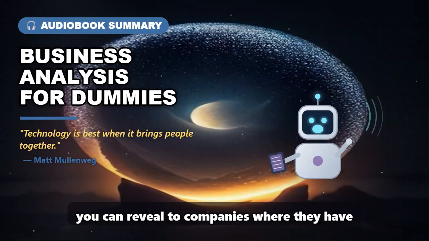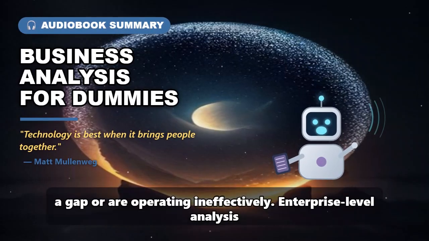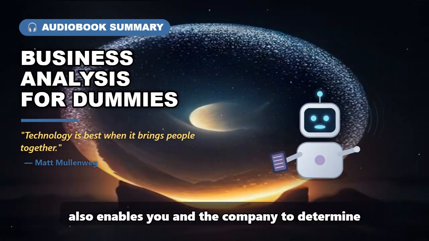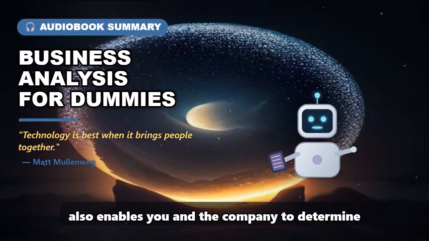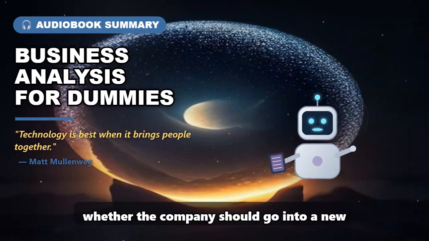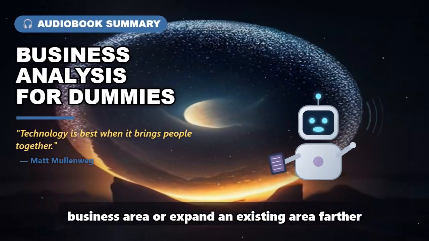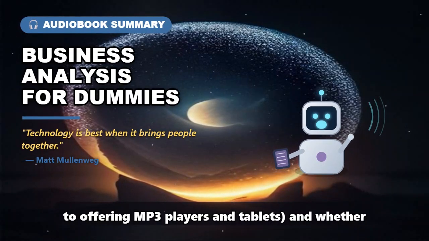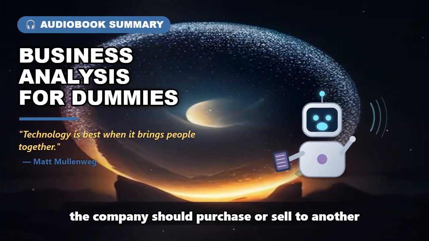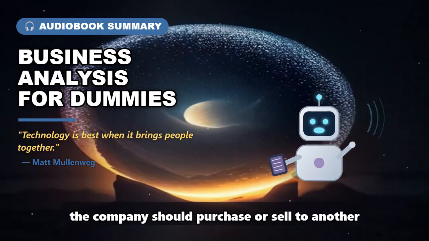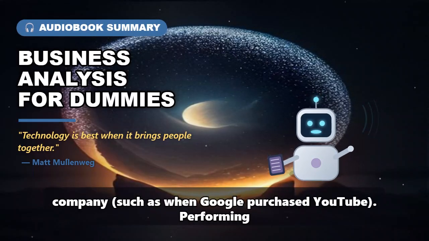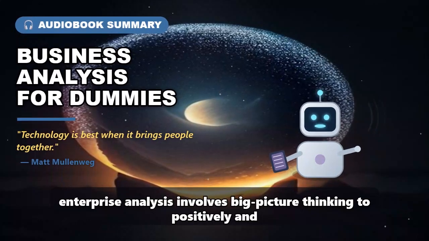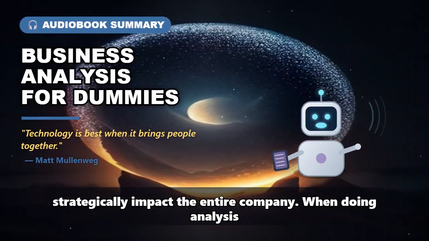When you analyze at this level, you can reveal to companies where they have a gap or are operating ineffectively. Enterprise-level analysis also enables you and the company to determine whether the company should go into a new business area or expand an existing area farther, like how Apple grew from just selling computers to offering MP3 players and tablets, and whether the company should purchase or sell to another company, such as when Google purchased YouTube. Performing enterprise analysis involves big-picture thinking to positively and strategically impact the entire company.